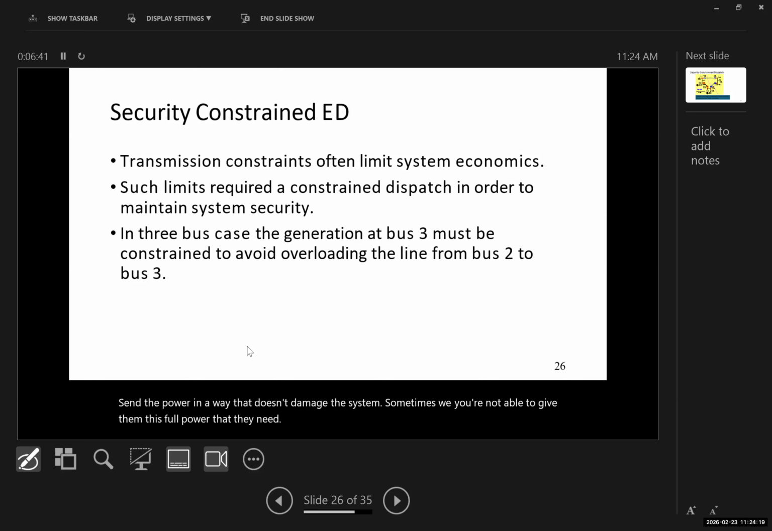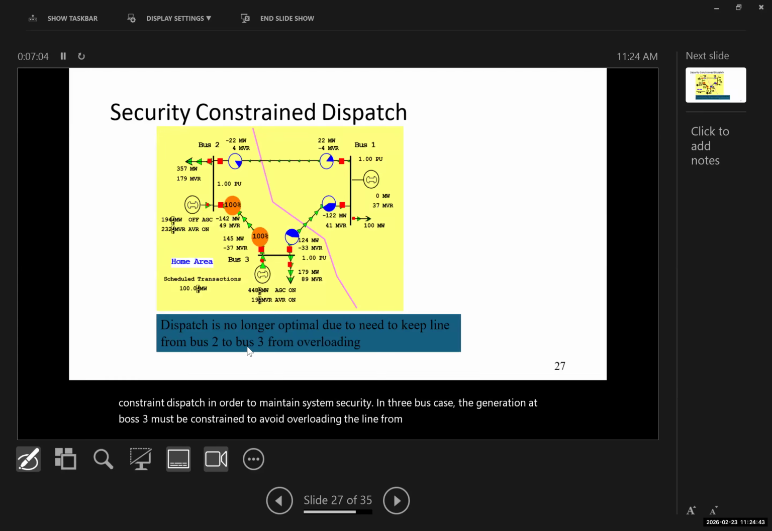We have to be able to delicately calibrate and send the power in a way that doesn't damage the system. Sometimes you're not able to give them the full power that they need. That's where the security constraint ED comes in. Transmission constraints often limit system economics. Such limits require constrained dispatch in order to maintain system security. In the 3-bus case, the generation at bus 3 must be constrained to avoid overloading the line from bus 2 to bus 3. So, for example, here you can see that when you are transferring from bus 3 to bus 2, it's reached its limit. It's at 100% capacity. And if you put more, you're going to damage the system.